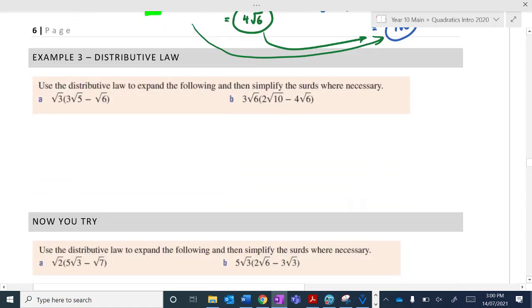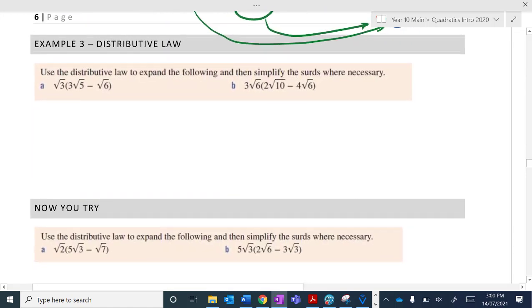Let's have a look at some of these, though, because this is, of course, what troubles some of you: when we're using the distributive law to expand brackets. So let's break this up. If I've got root 3 out the front, we've got to multiply these two terms, and then I've got to go over here and multiply those two terms. Bring them all together, simplify.